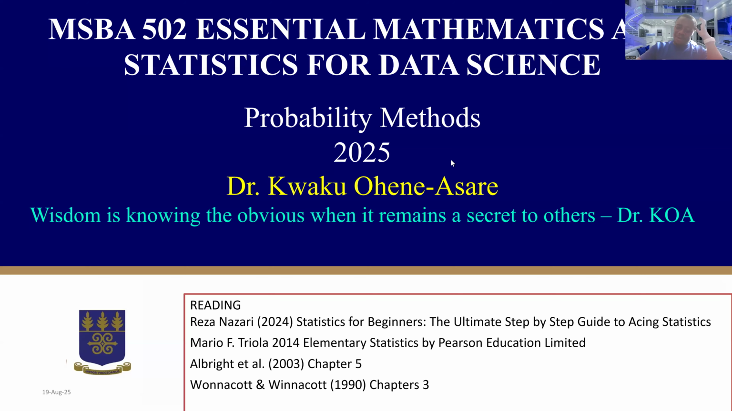We are going to be looking at probability. One of the things about data science is that it is the same as business analytics. The only thing is that data science is more in the mathematics and computer science department. That's the name they use.